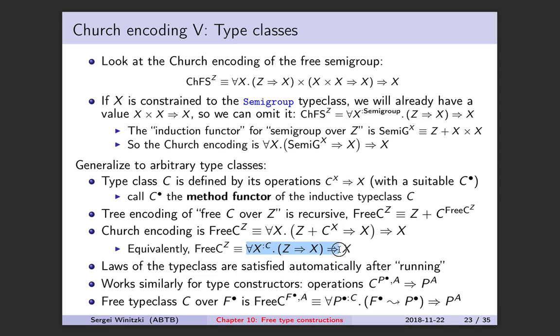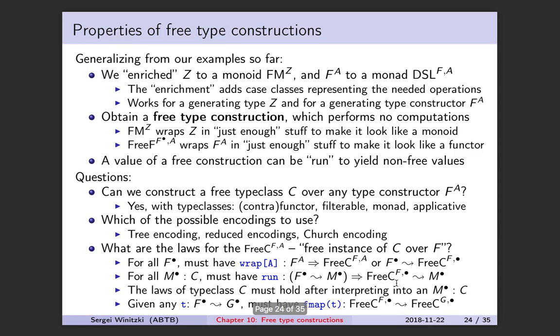This formula is general for an arbitrary type class C over a type Z, or type class C instance of a type class generated by a type Z. And I show how this works also for type constructors. The properties of free type constructions follow from our intuition about what they should be doing.